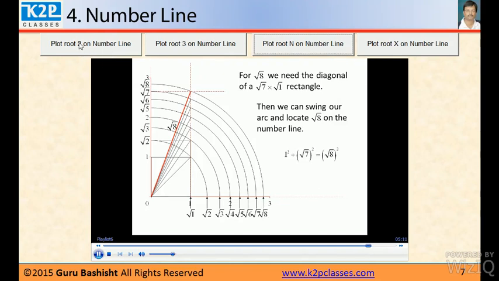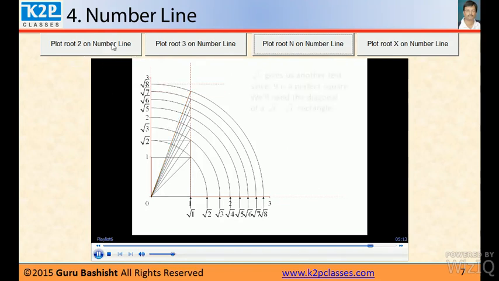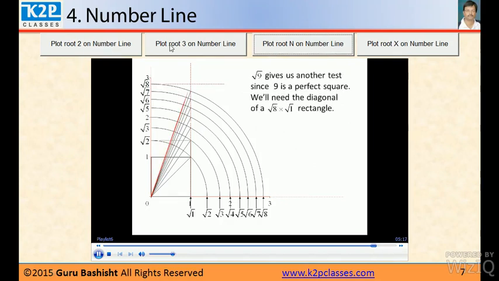In the first video, we saw how we can draw root 2. In the second video, we saw how we can draw root 3. Here we have seen how we can draw the root of any positive natural number: 1, 2, 3, 4, 5.